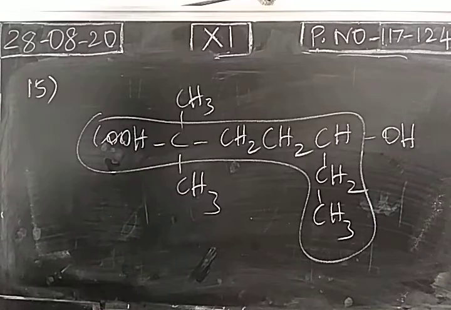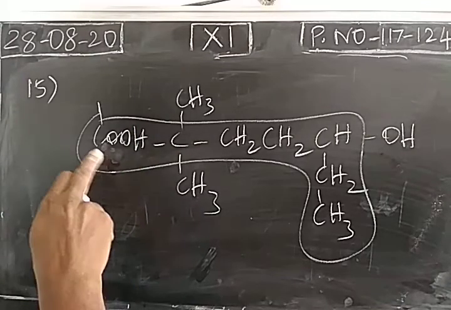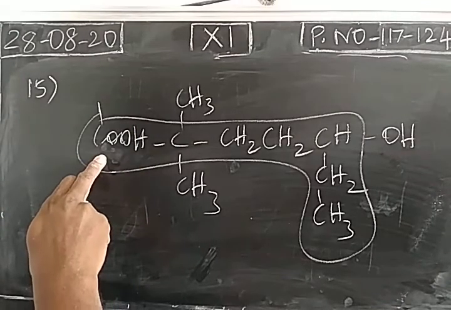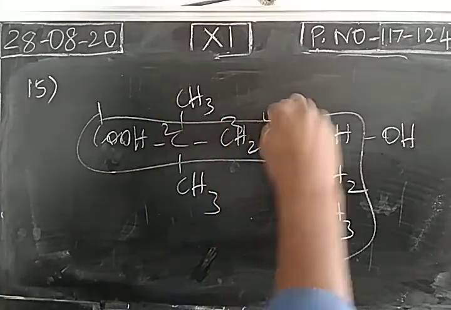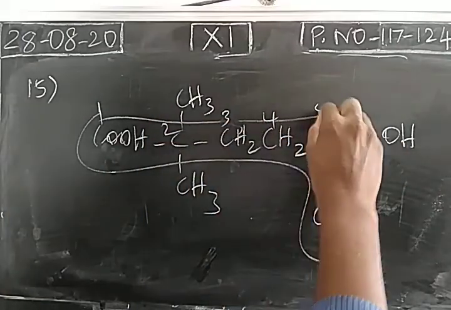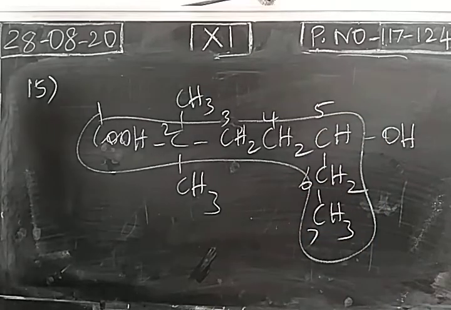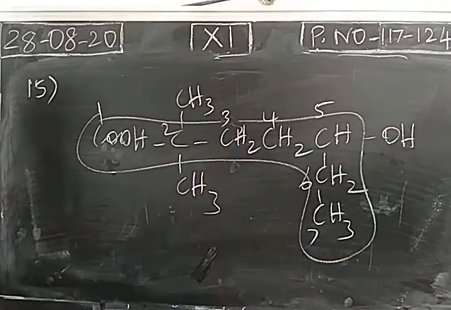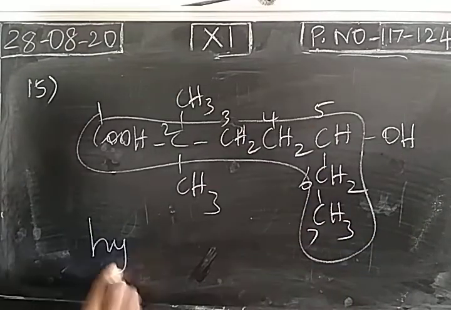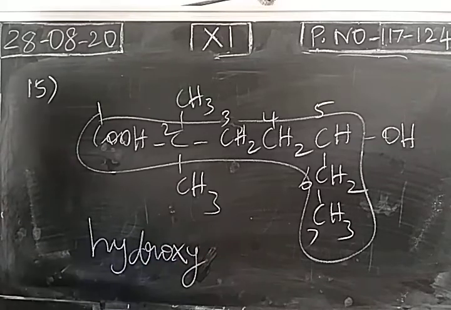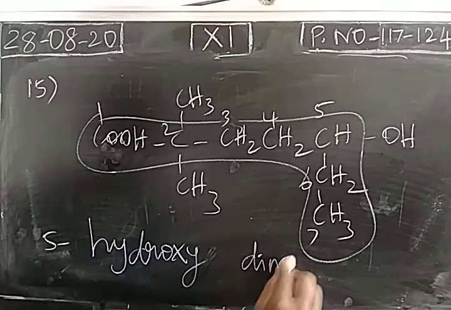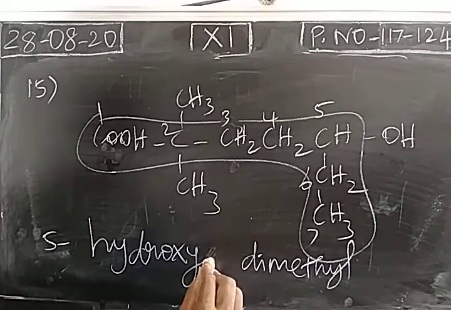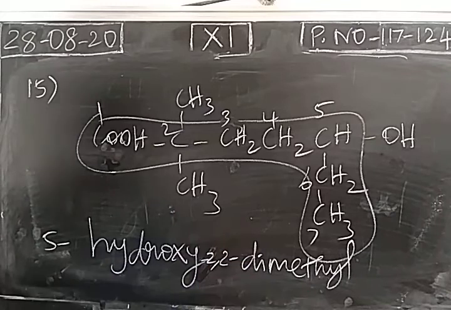So how will you give numbers? We start from here. This carbon of the functional group should have the lowest number. So we have methyl groups and hydroxy. In alphabetical order, hydroxy will come first. So hydroxy group at position number 5, and we have 2 methyl groups. So dimethyl, the position is 2, 2, dimethyl.